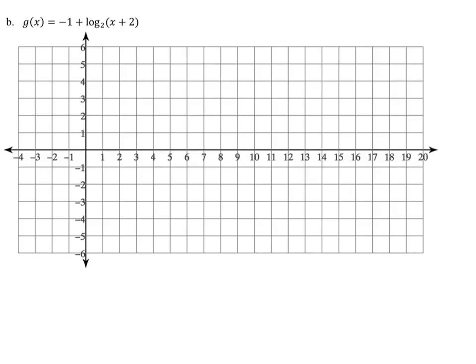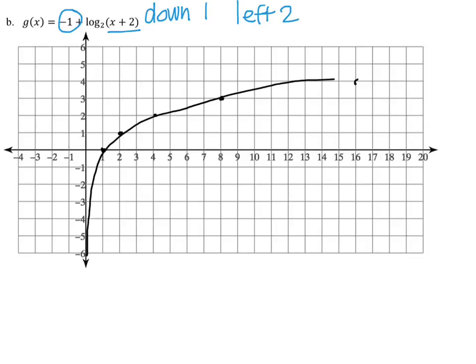So I need to identify what my transformations are. I have this minus 1. Since it's a negative 1 that's added to the log, that moves everything down 1. This plus 2 in the parentheses moves everything left 2. Let's go ahead, look at the graph of log base 2 of x. Once again, I always have an x-intercept at 1, and then I'm going to look at powers of 2. Connect the dots.